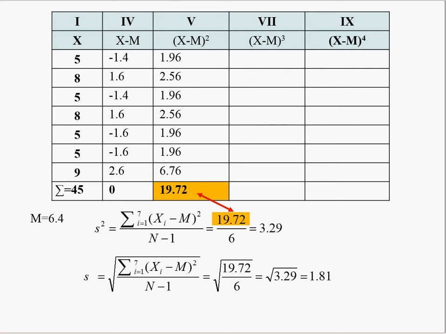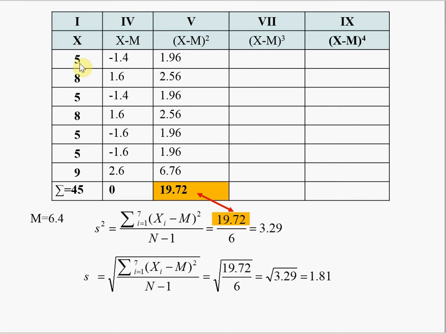Here we use this data set. In this data set, we have 7 cases, and each case has their own value. We first calculate the mean, and the sum of 7 cases is 45. 45 divided by 7 gives us 6.4. That's the sample mean. Then we calculate the deviation for each individual case.